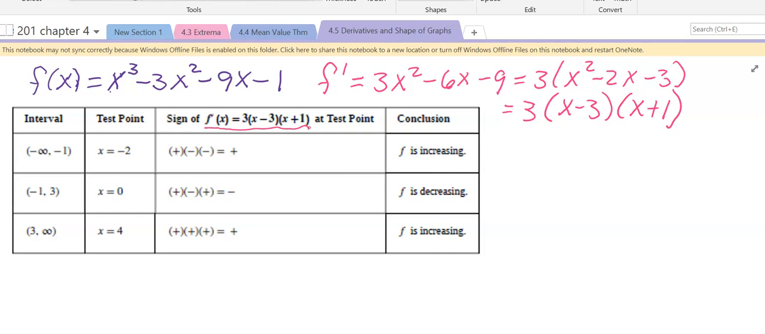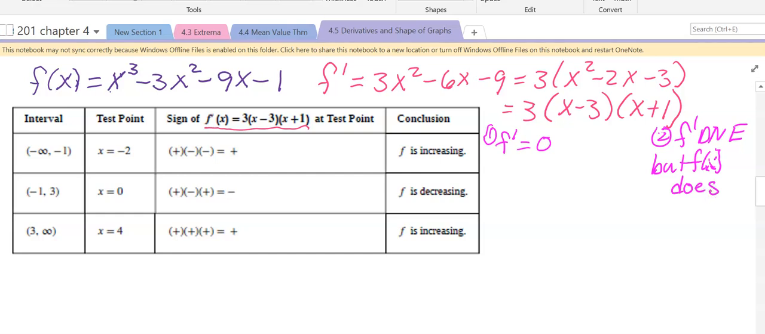We need to find the critical points of the first derivative to apply the first derivative test. So now I will find the critical points. I look in 2 places: where the first derivative equals 0, and where the first derivative does not exist but the function f of x does. Since the first derivative is a polynomial, it exists everywhere, so there are none coming from the second case.